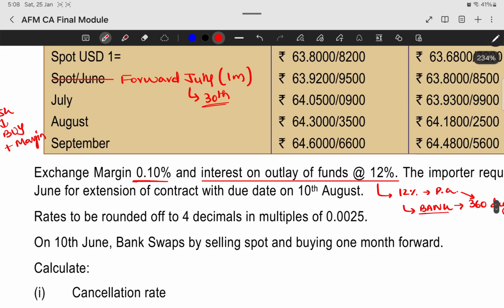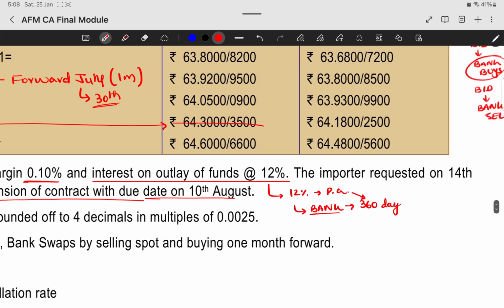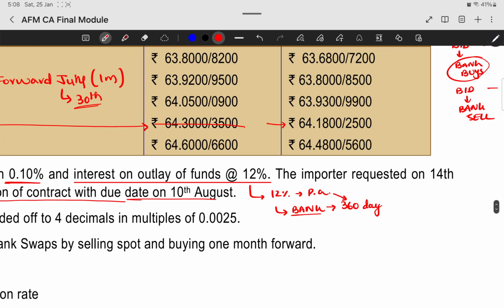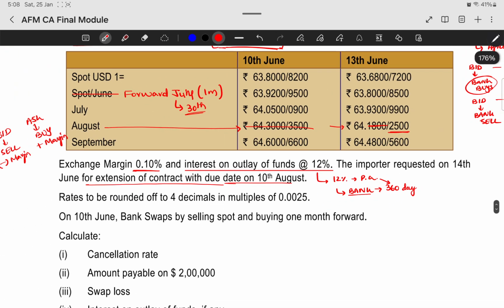The importer has requested an extension of the contract with a due date of 10th of August. So what is the relevant date? 10th of August. This is the August, but it has been requested on this date. Okay, and the importer would want to buy again, so this is the relevant rate, and this one should be crossed. Now the rate should be rounded off to 4 decimals in the multiple of 0.0025. That's standardization. You need to remember this to solve the answer.